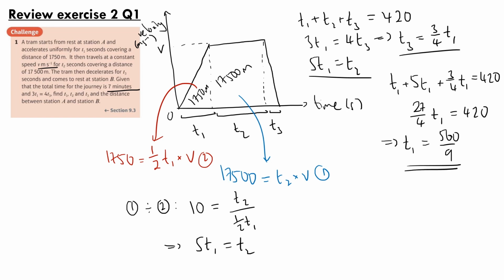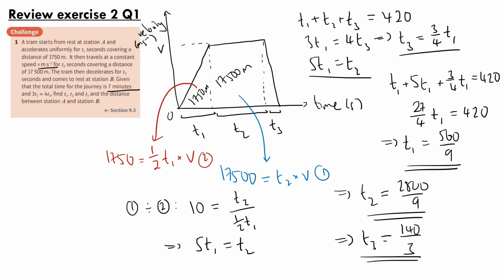And now using our other 2 equations to find t2 and t3, t2 is equal to 5t1, so 560 over 9 times 5, we get 2,800 over 9. And for t3, we have t3 is equal to 3/4 t1, so 3/4 times 560 over 9, we get 140 over 3. And we're also asked to find the distance between station A and station B. So we need to find this distance here as well.